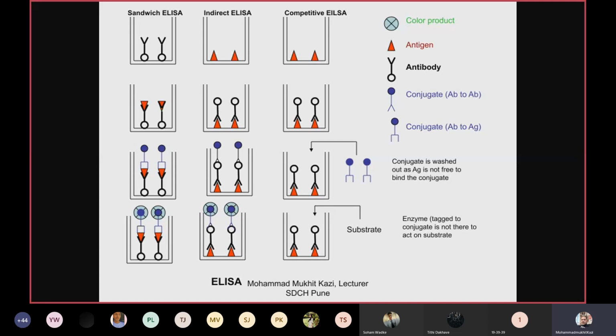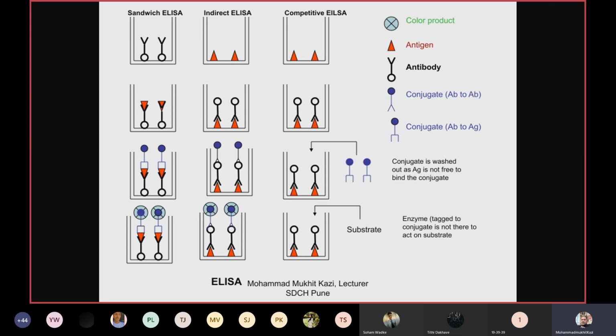So the antigen will be represented as a sandwich between two different antibodies. That is why it is called sandwich ELISA. These are very, very sensitive and specific for detection of antigen. A very good test for detecting the antigen, sandwich ELISA.